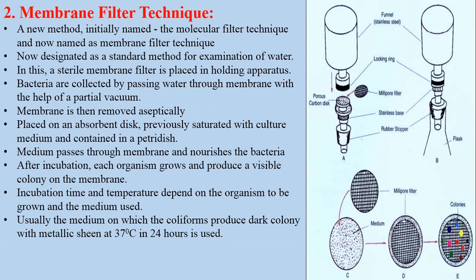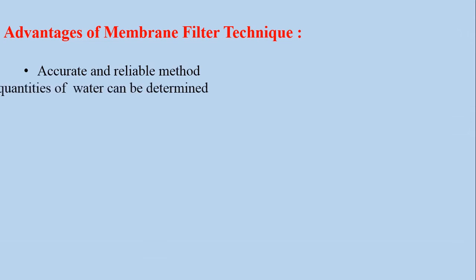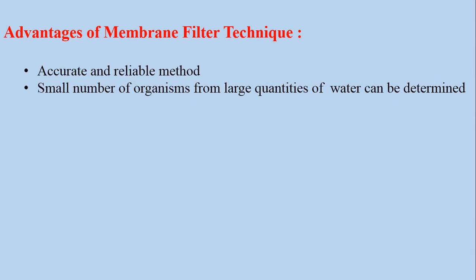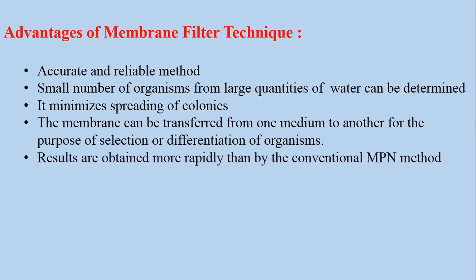There are certain advantages of the membrane filter technique. Which are those? This is the most accurate and reliable method for the determination of coliform number in the drinking water sample. This technique can be used for the determination of small numbers of organisms from large quantities of water. The spreading of colonies in this technique is minimum. The membrane can be transferred from one medium to another for the purpose of selection or for the differentiation of the organisms. By this technique, the results are obtained more rapidly than by the conventional MPN method.